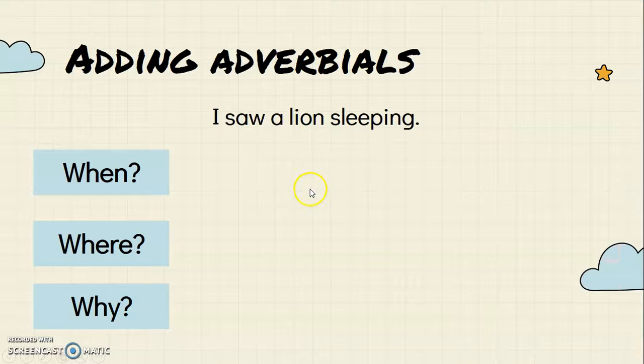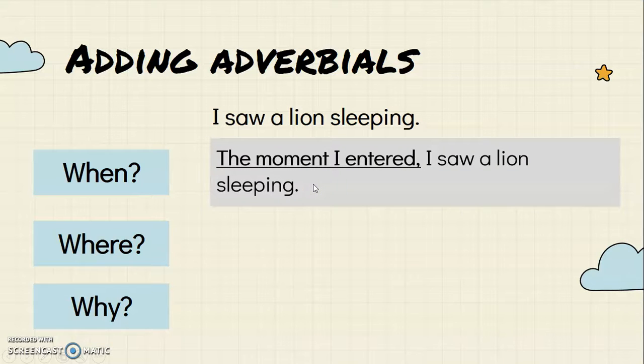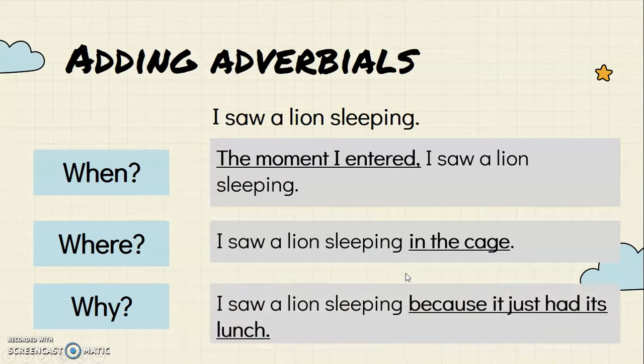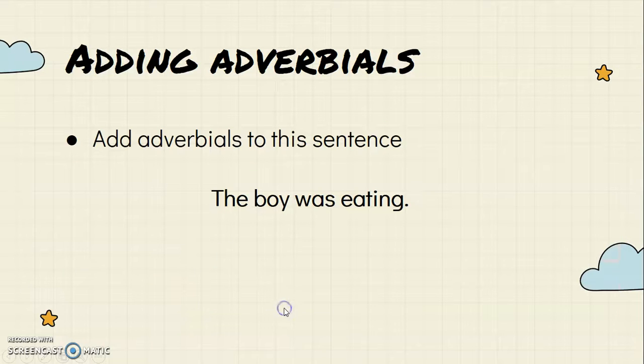Okay, one more. This is the original sentence. I saw a lion sleeping. When do you see a lion sleeping? The moment I entered, I saw a lion sleeping. Where did you see it? I saw a lion sleeping in the cage. Why? I saw a lion sleeping because it just had its lunch. See, look at the three different sentences, varying in length and telling us about different adverbs.